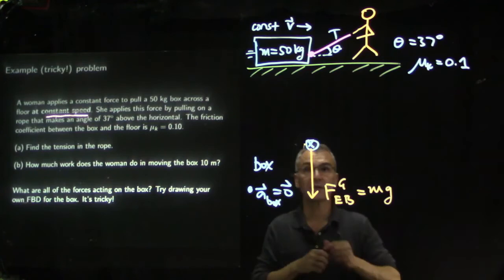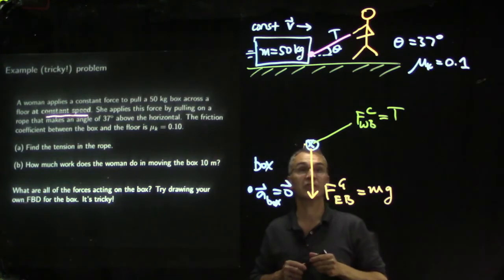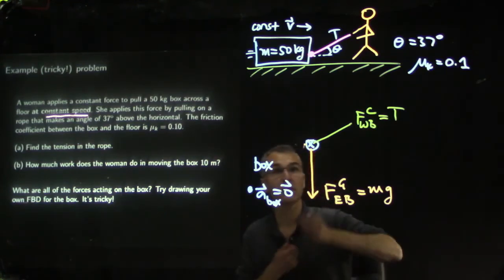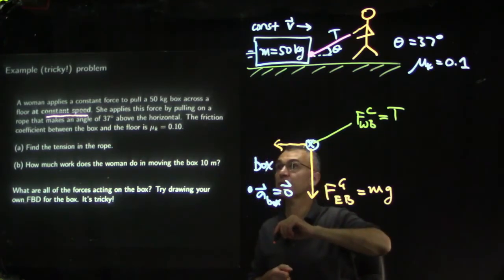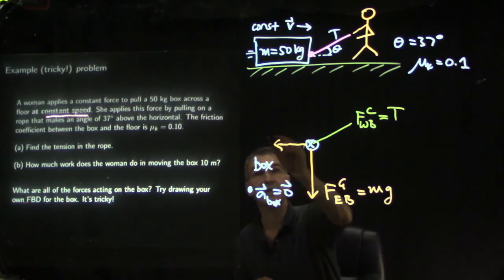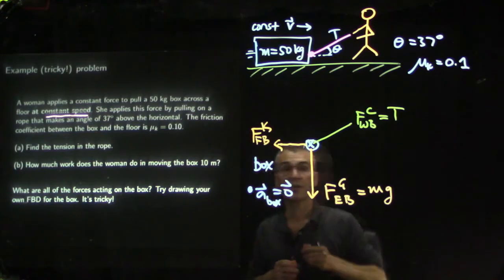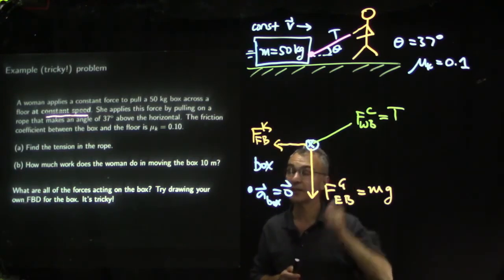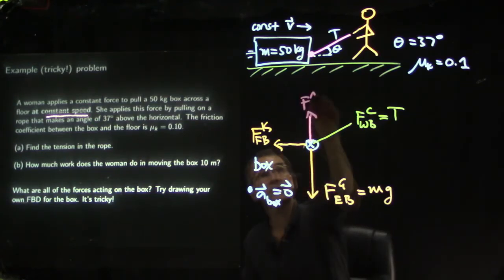Okay, let's draw here the tension in the rope. So this is the contact force by the woman on the box, and its magnitude equals the tension in the rope. And then we are going to want to work out how big is this frictional force, and what kind of friction is it? Well, it's sliding across the floor, so this must be kinetic friction. So this is kinetic friction by the floor on the box. Are we missing anything? I think we're missing the normal force. So there's also the normal force exerted by the floor on the box.